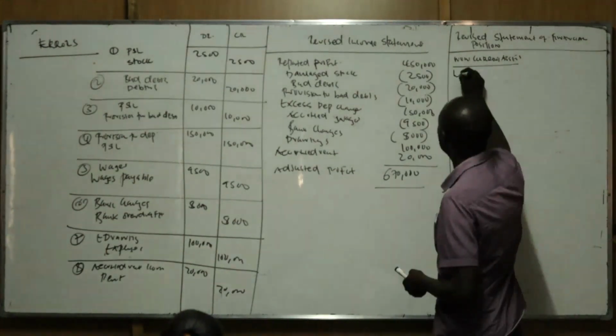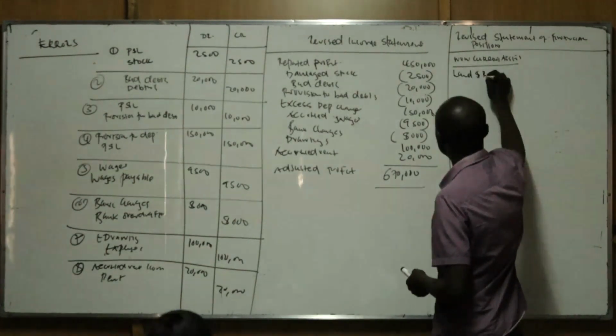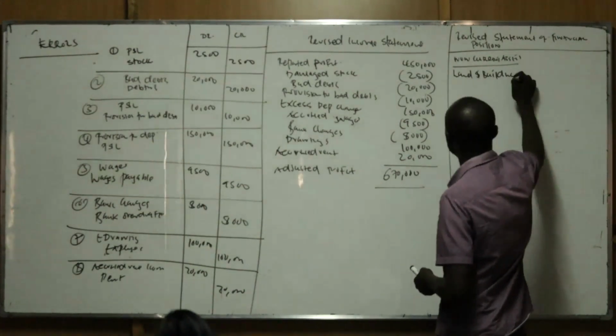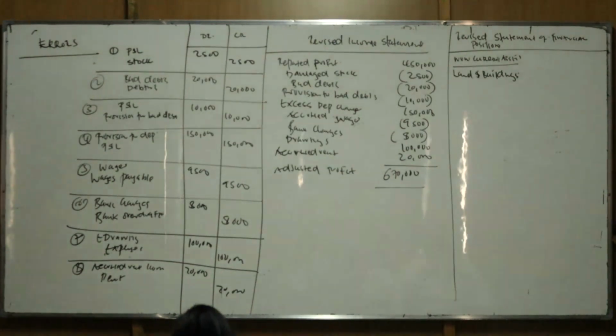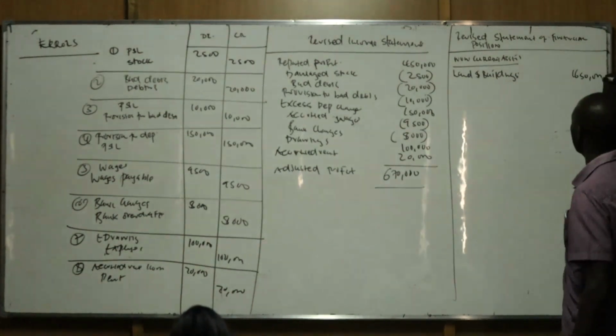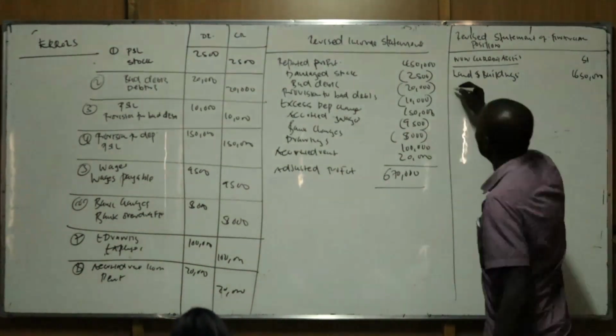Land and building. This one had no problem at all, had nothing affecting it. So what is the value indicated there? 1,650,000. So that one will remain like that, correct? Then we go to machinery.